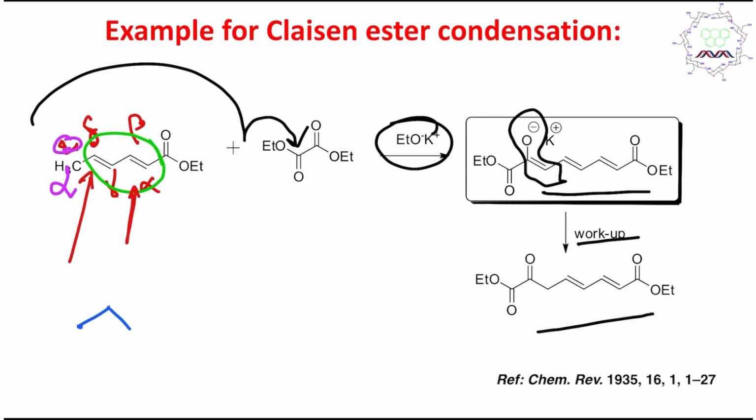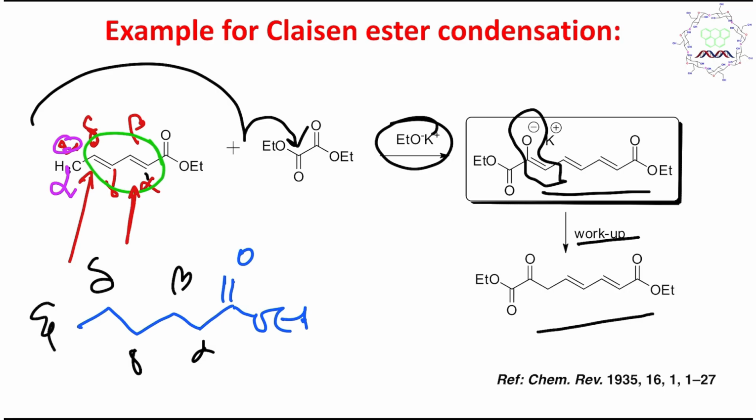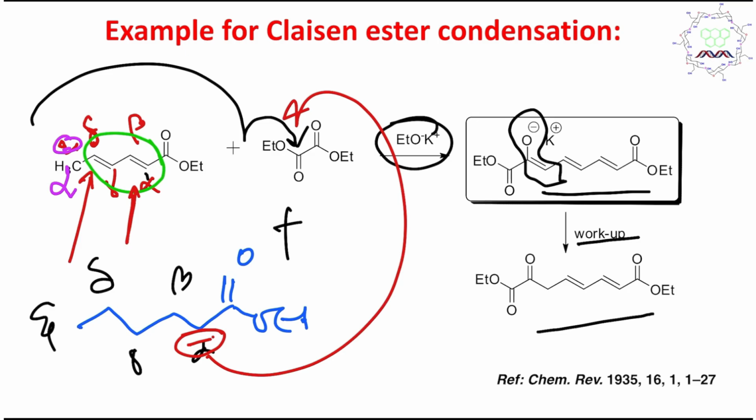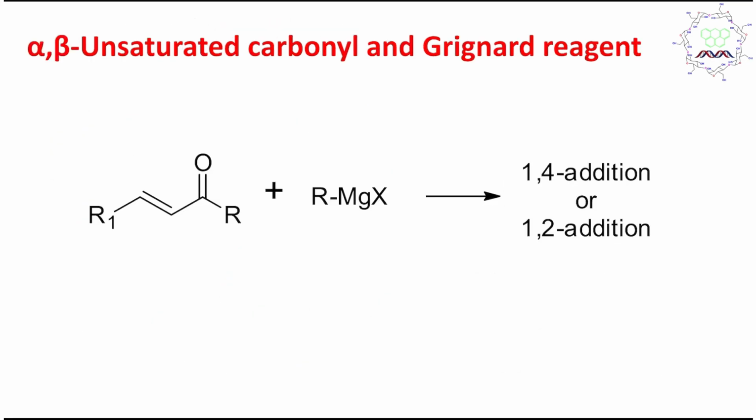Otherwise, for example, if you take a similar compound here, alpha, beta, gamma, delta and epsilon, and you do the same reaction with this, where is the reaction expected to happen? Here, a carbanion will generate from here and it will participate in the similar reaction. So from this you can understand the clear difference between the vinylogous system versus the normal system or saturated version.